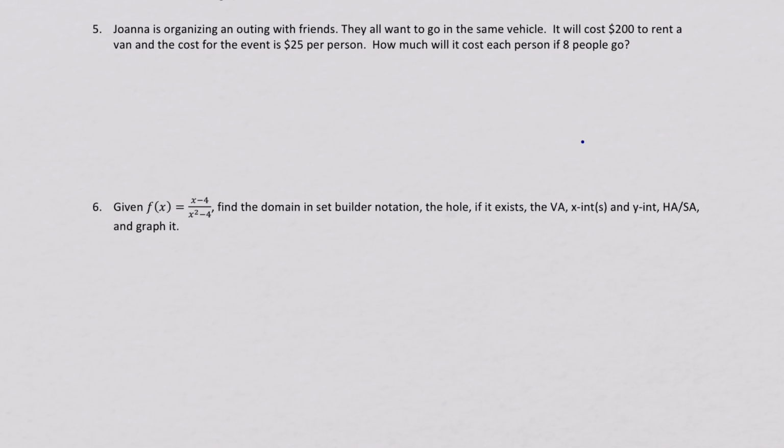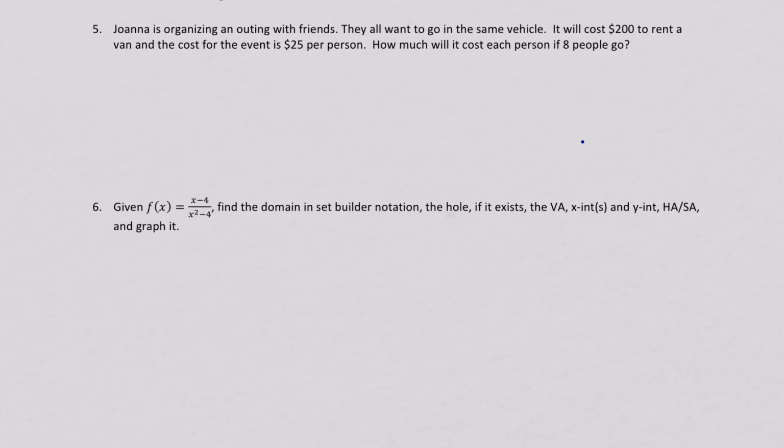Right, number 5. Joanna is organizing an outing with friends. They all want to go in the same vehicle. It will cost $2,000 to rent a van, and the cost for the event is $25 per person. How much will it cost each person if 8 people go?